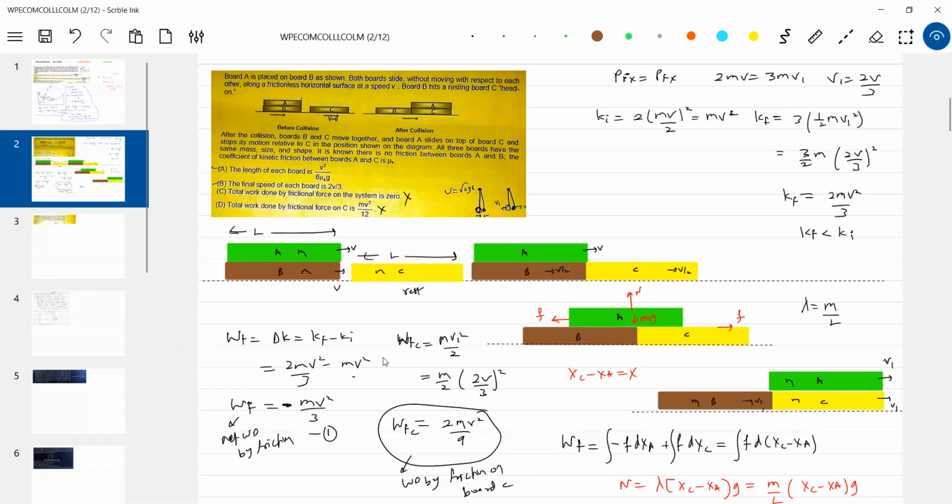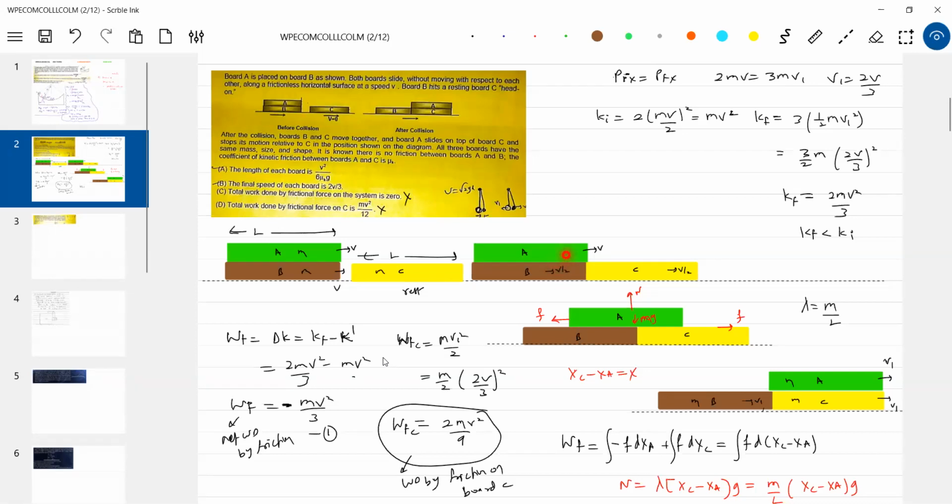Final speed of each board, I think that is no problem. Okay, I got it now. So KF, to calculate this, let me call it K dash. Okay, here I'm going wrong. I should start from the second diagram, no? From here. What is this kinetic energy?